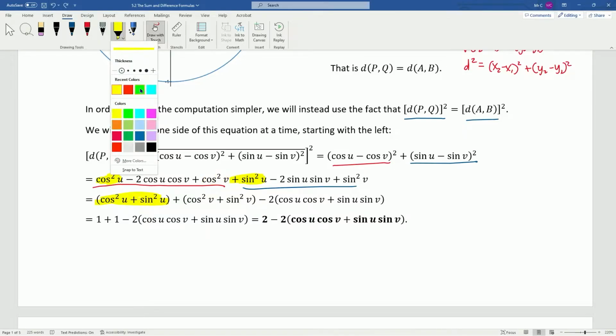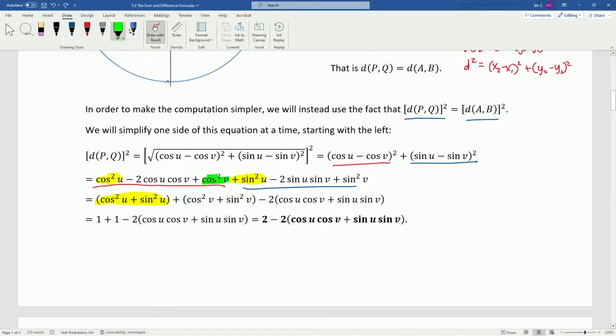let me change the color here. Cosine squared of v plus sine squared of v, we'll put that next. And then what do we have left? We've got negative 2 cosine u cosine v and negative 2 sine u sine v. And so here we've just factored the negative 2 out of those terms. That gives us negative 2 times cosine of u cosine of v plus sine of u sine of v.